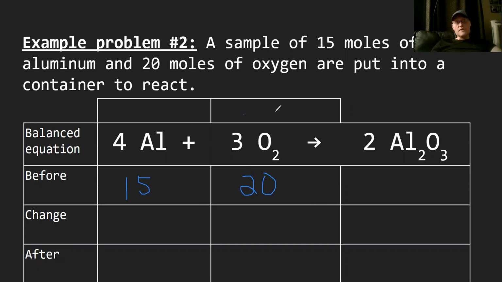Take a moment to see if you can fill out what these top sections are going to be. You'll notice that 15 divided by 4 is not a pretty number, but it ends up being 3.75. 20 divided by 3 is also not a pretty number, but it ends up being 6.67, or 666 repeating for that matter. Out of these two, this one is the smallest number.